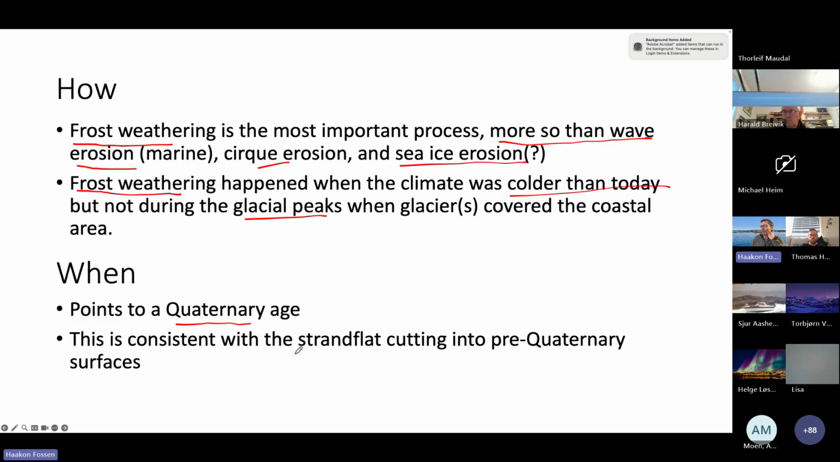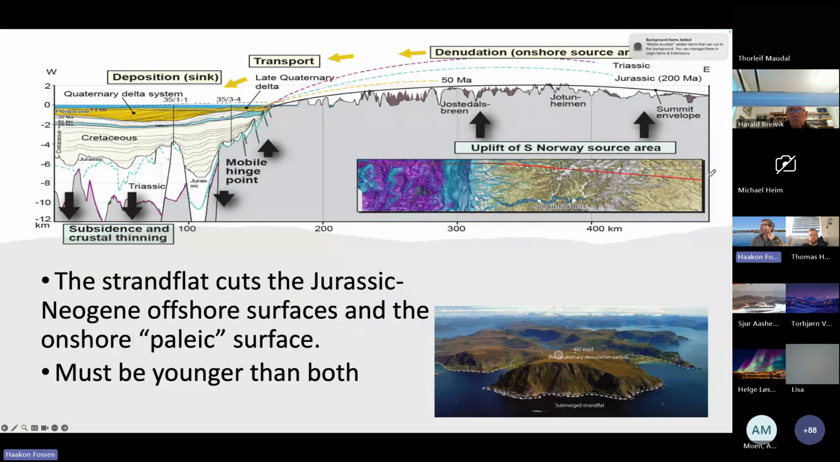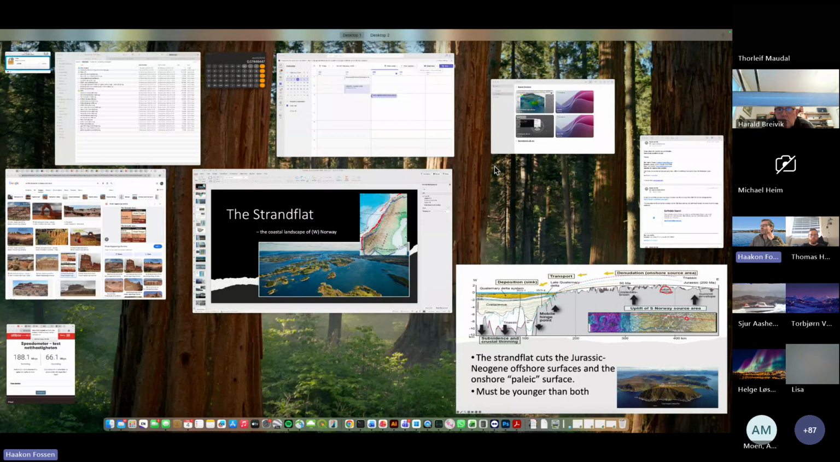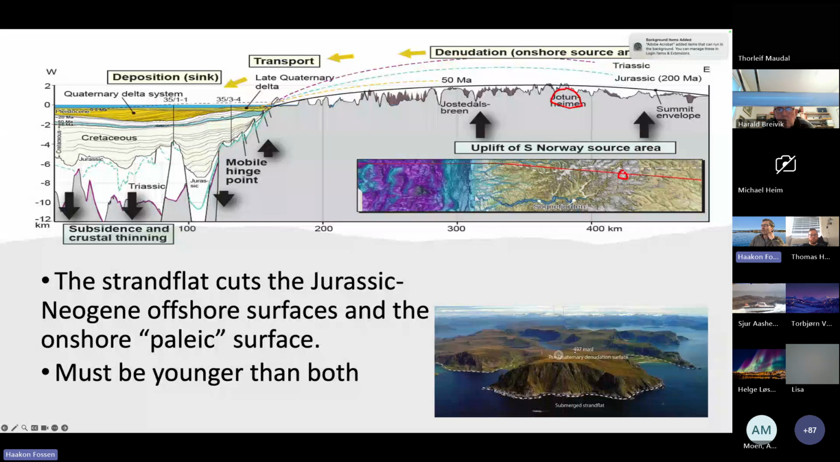And it's consistent with the strandflat cutting into pre-Quaternary surfaces, as we can see on this profile, for example. This is a profile across southern Norway. Jotunheimen would be here, the high mountains there. Then we get to the coast, that's here. And then we get offshore, and that's the offshore sedimentary basin here. The strandflat is not so big on this large, long section, but it's cut straight into this Jurassic surface here, for example, and even the younger Tertiary surfaces.